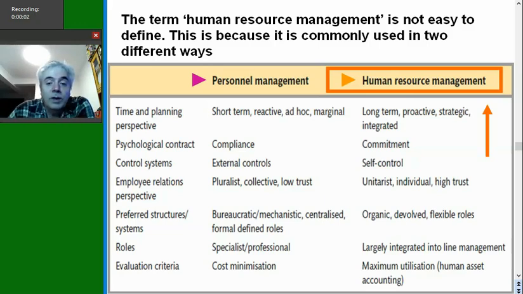We have talked about this slide before, so I show you the personal management and human resources management. This is the distinction between the two of them. In the last segment, I was explaining more about personal management. Now we're going to go over human resources management, okay?